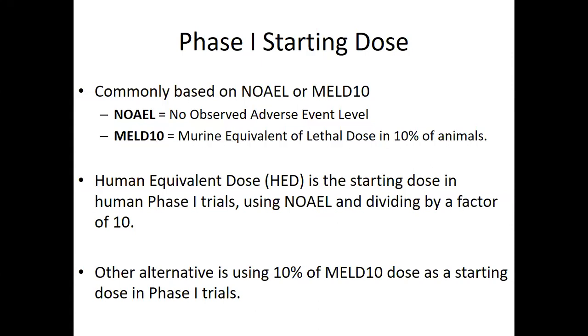So if a mouse, and there are some calculations to say if you use a milligram in a mouse for the human, based upon the kinetics, not kinetic, but blood volume, etc., it'll be maybe about 100 grams. So you would use 100 grams as your MELD 10, and then you use a tenth of that for the first dose level for a patient.